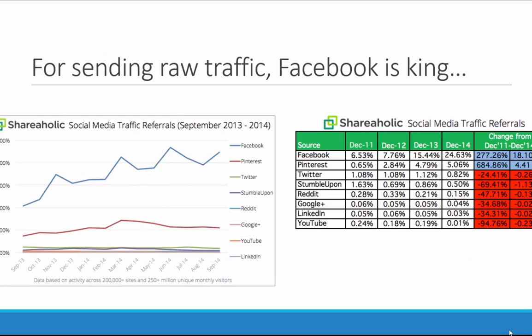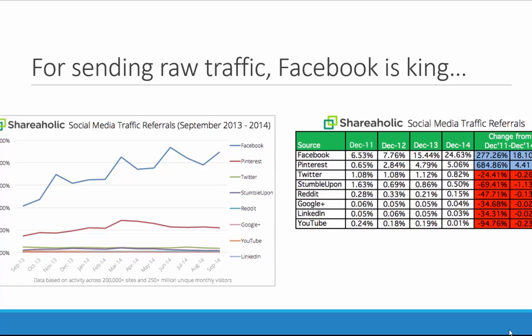So as far as sending traffic from social, Facebook is by far the king. If you look at these graphs, you can see that year over year, month over month, Facebook is constantly growing their market share. And if you look at that right graph here, look at the increase year over year that Facebook has. It's absolutely amazing. And this surprised me when I was digging up these stats, Pinterest currently has over 5% of social media traffic referrals.